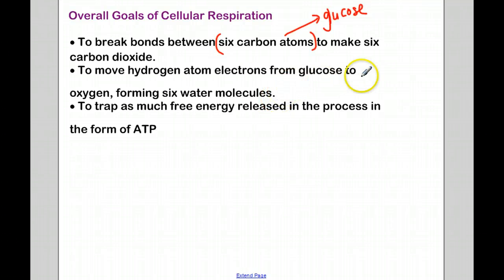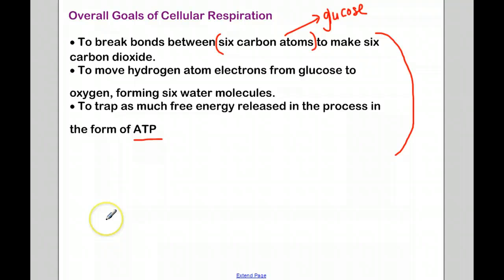Okay, so these, again, remember, these 3 goals are summing up the entire goal of the whole unit that we're about to cover. So these are the overall big goals of every process put together. So when we're starting with glucose and we end up with our final products, these are the things that are happening. And the final goal is to trap as much free energy released in the process in the form of ATP. So that's sort of an overview of cellular respiration. And it gives you a snapshot again of where we're headed, but where we're headed is actually to look at each stage in a lot of detail.